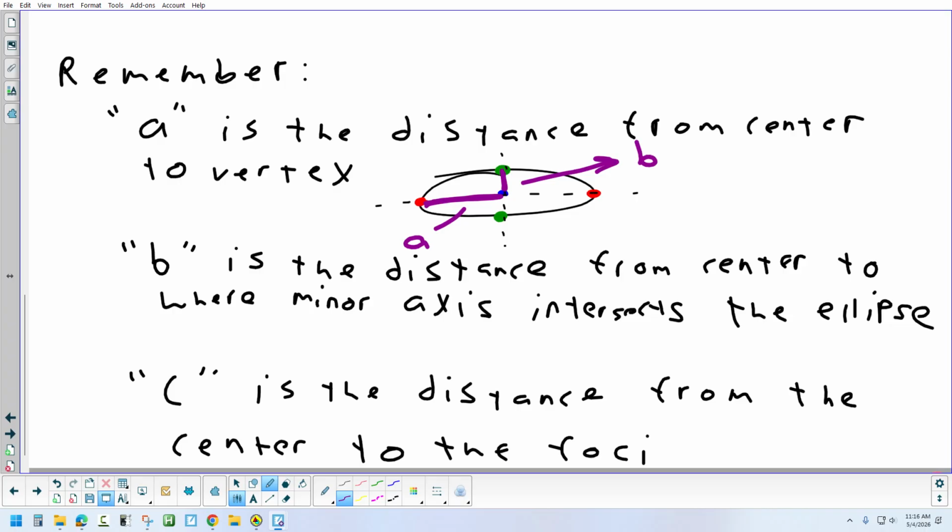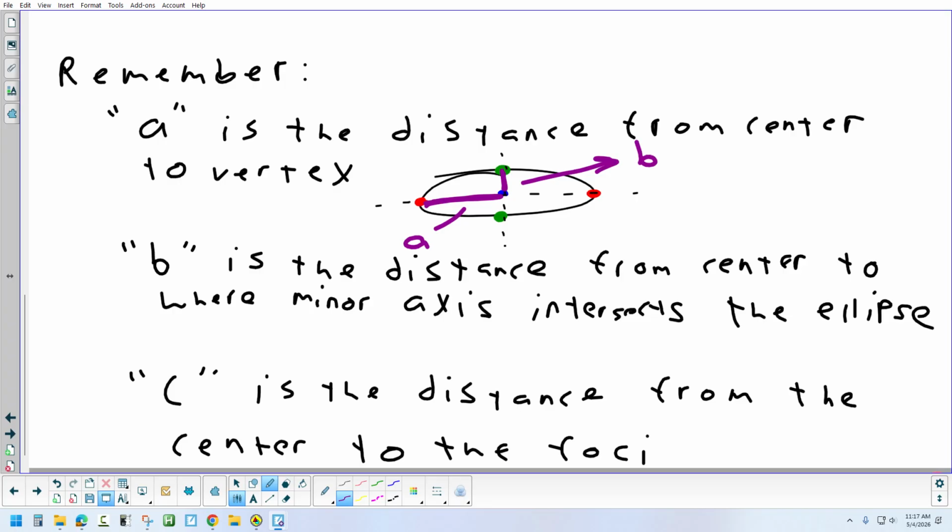So what would be the distance between the 2 vertices? Yep, 2A. So if they give you a problem and they say the distance between the 2 vertices is 10 units, well, they didn't give you A directly, but if you know the distance between the 2 vertices is 2A, then A must be 5. Okay, so there's facts like that we have to put together to figure out the A, the B, and the C. Does everybody have those 3 things on the board?